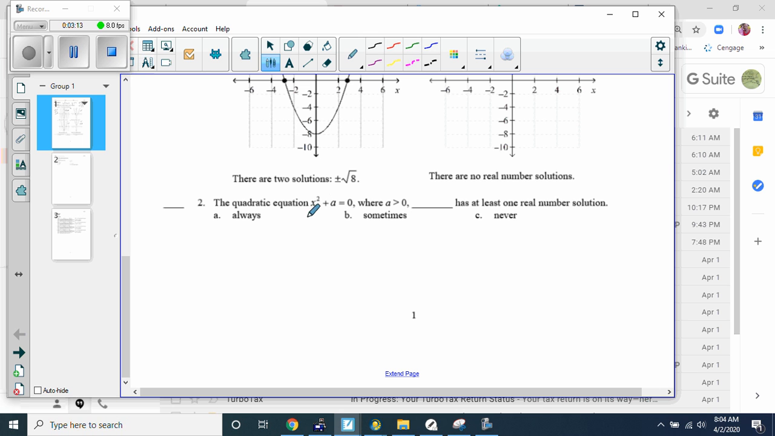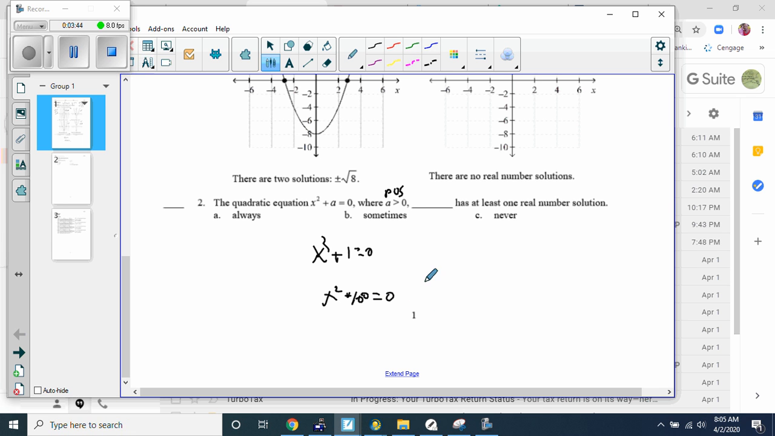The quadratic equation x squared plus a equals 0, where a is greater than 0, meaning a is positive, has at least one real solution. Always has at least one, sometimes, never. Okay, so if we just experiment here, x squared plus 1 equals 0, or x squared plus 100 equals 0, just a positive number.